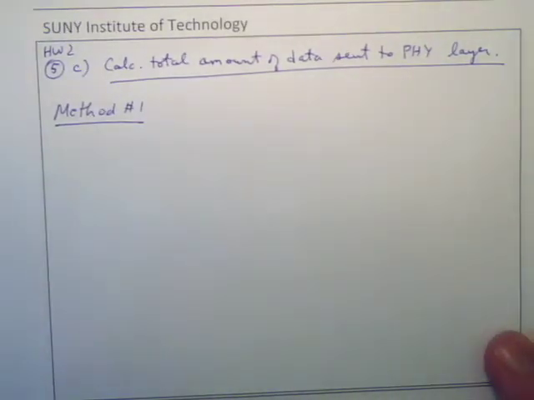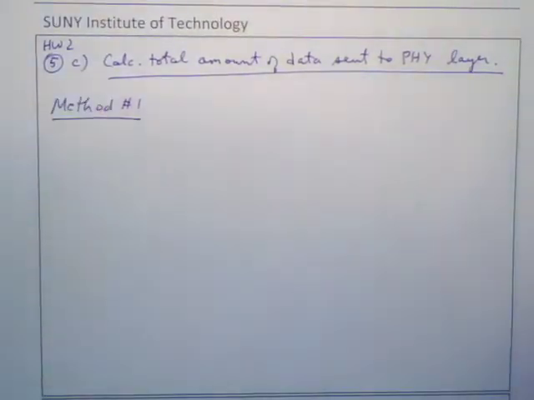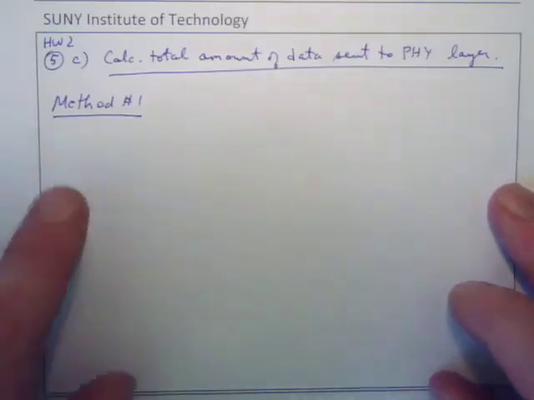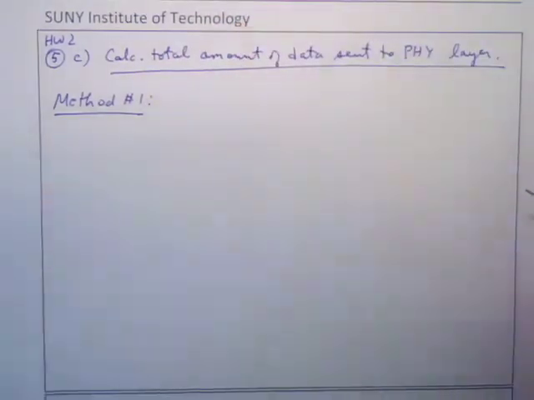Okay, here I'm continuing problem 5 from homework 2. And in part C, it says to calculate the total amount of data that is sent to the physical layer and to calculate the percentage overhead that represents. And I'm going to show you two ways of doing it. Method number 1 is probably the most straightforward.